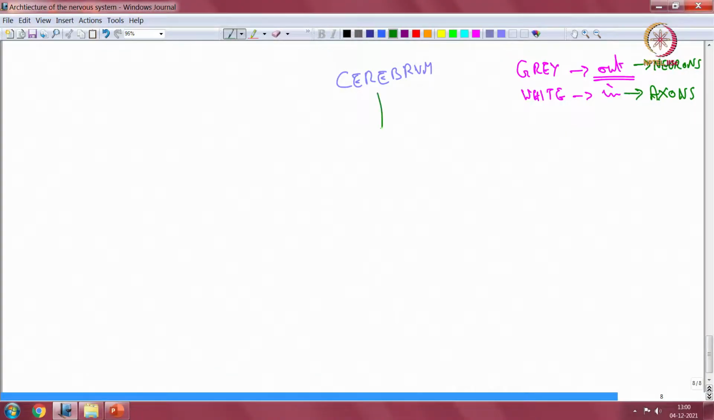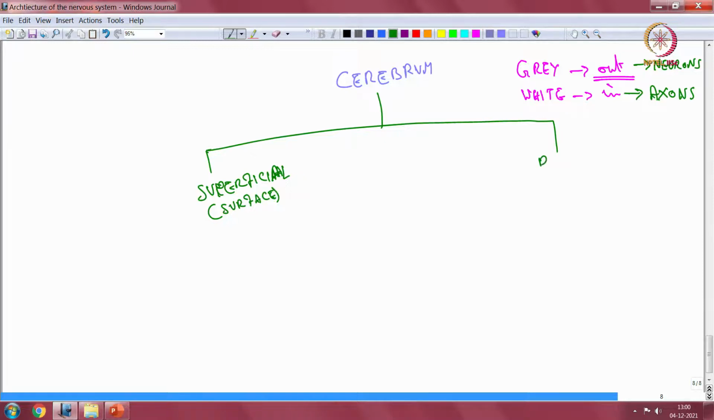Now, the cerebrum in turn has superficial, which is on the surface, and deep, which is obviously deep. The superficial architecture is gray and white, that is one thing. The second thing is that it is also divided into so-called lobes, which are larger divisions.